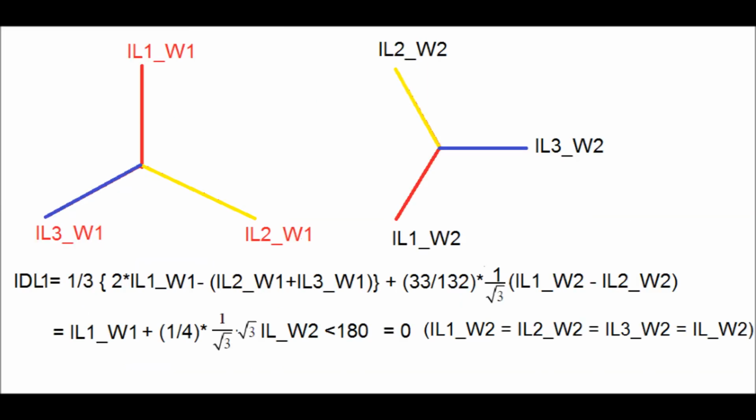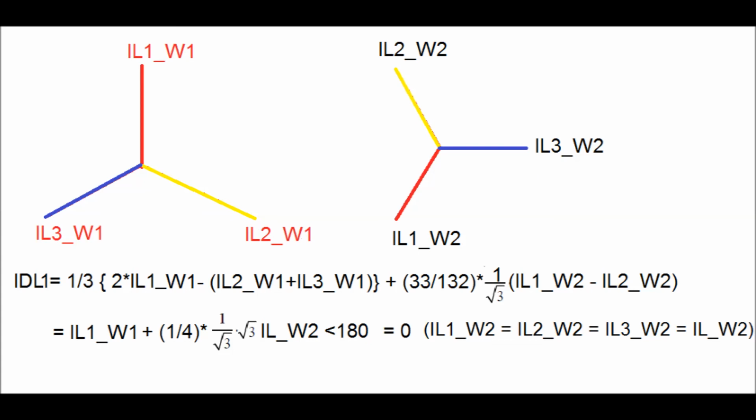Now for three phase balanced current, IL2 W1 plus IL3 W1, that is in the HV side the sum of the three phase currents is 0, so the yellow phase current plus blue phase current is nothing but minus the red phase current. So 2 IL1 W1 minus (IL2 W1 plus IL3 W1) becomes 2 IL1 W1 plus IL1 W1. So minus and minus comes as plus, so it is 3 of IL1 W1, and with the 1 by 3 outside, it comes as IL1 W1 plus 33 by 132, which comes as 1 by 4th, into 1 by root 3 into root 3 of IL underscore W2 at an angle of 180 degree.